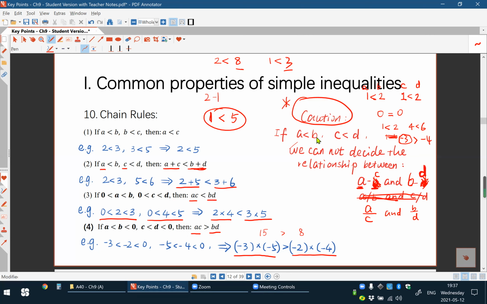If A is smaller than B and C is smaller than D, we cannot decide the relationship between the difference or the division of the two smaller numbers and the difference or the division of the two larger numbers. Okay? Any questions?